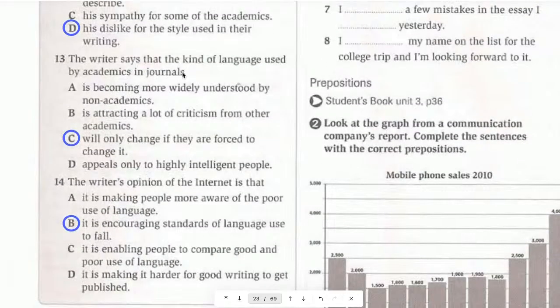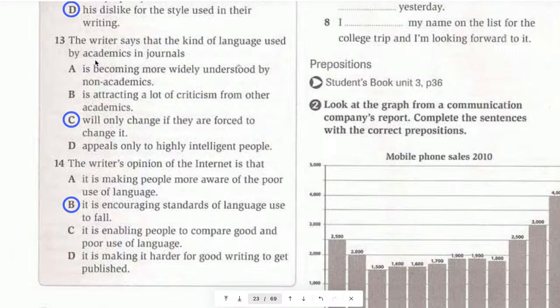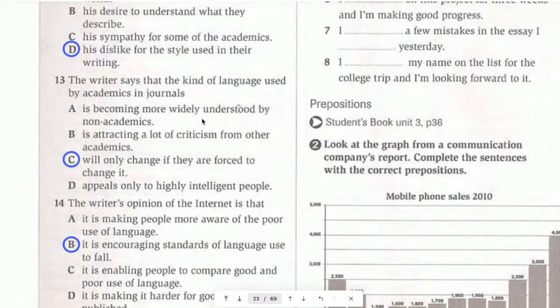Now 13. The writer says that the kind of language used by academics in journals will only change if they are forced to change it. So the answer is C. The writer says that the kind of language used by academics in journals will only change if they are forced to change it. Where?